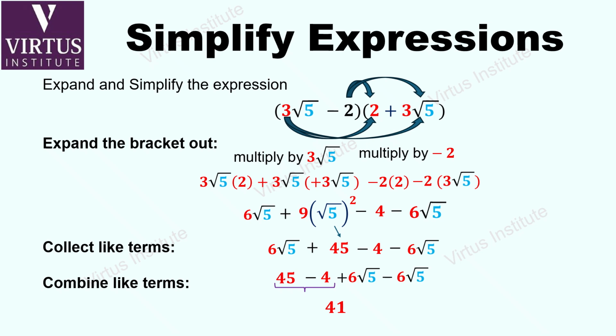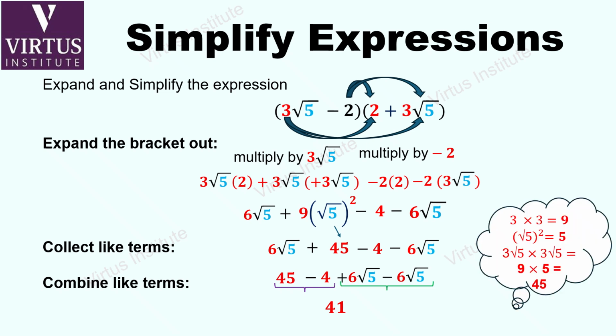Remember, multiply each term in the first bracket by every term in the second bracket. Simplify any surds where possible. Combine all the whole numbers and then combine like surd terms.